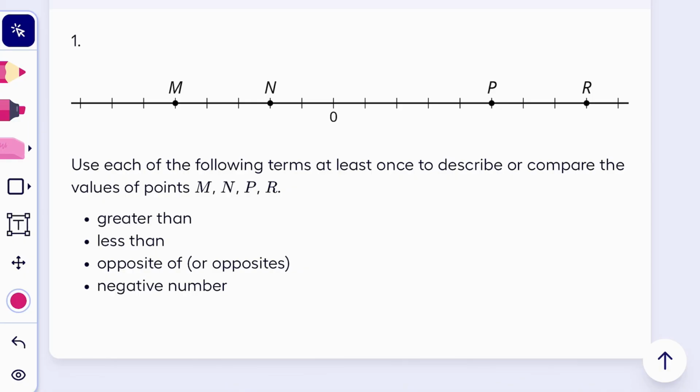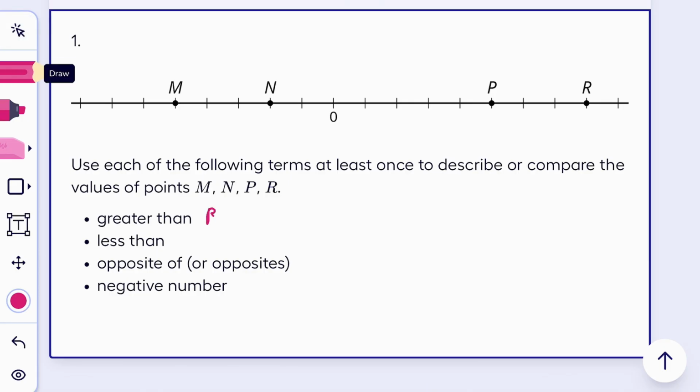Use each of the following terms at least once to describe or compare the values of the points M, N, P, and R: greater than, less than, opposite of or opposites, and negative number. So we can use greater than when we say R is greater than M. We can use less than when we say N is less than P.